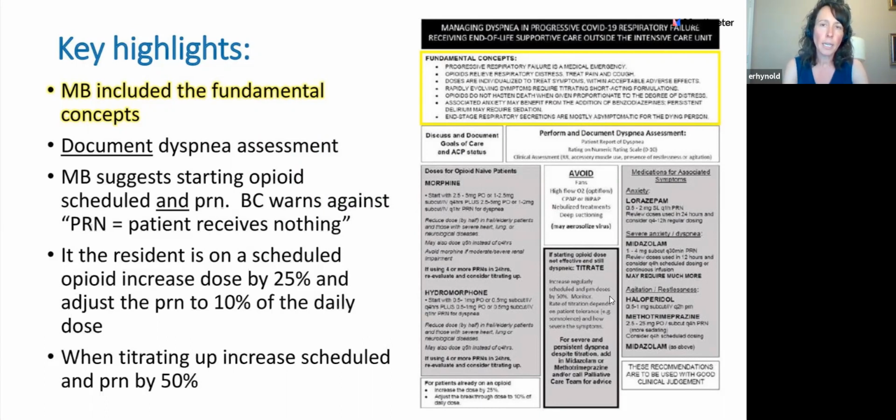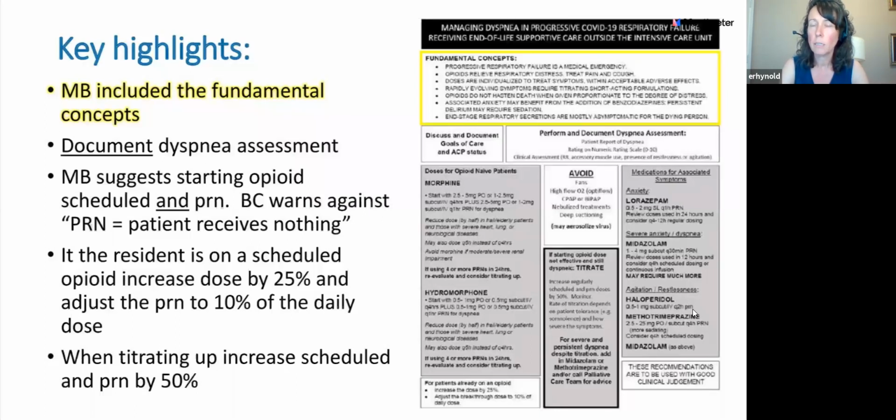So this is actually a picture of the summary. This is the Manitoba adaptation of the Fraser Health and the Ontario versions of this, managing dyspnea in progressive COVID-19 respiratory failure receiving end-of-life supportive care outside intensive care. They all look very similar with the opioids on the left. So if you've seen it, you've sort of seen it. And I liked that the Manitoba version had these fundamental concepts right up at the top. And I certainly agree with them: that progressive respiratory failure is a medical emergency, particularly because things can change so fast in the COVID-19 population.